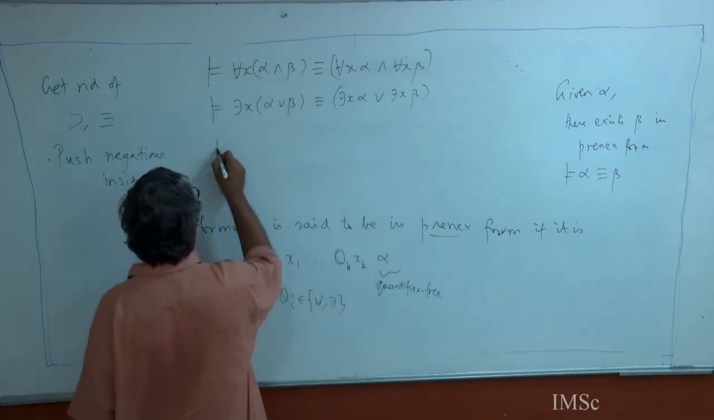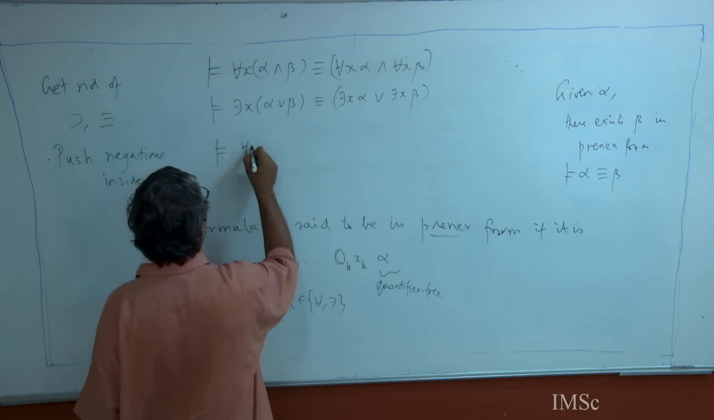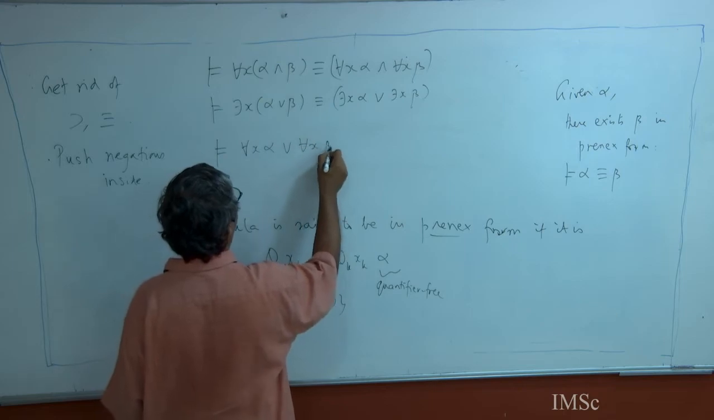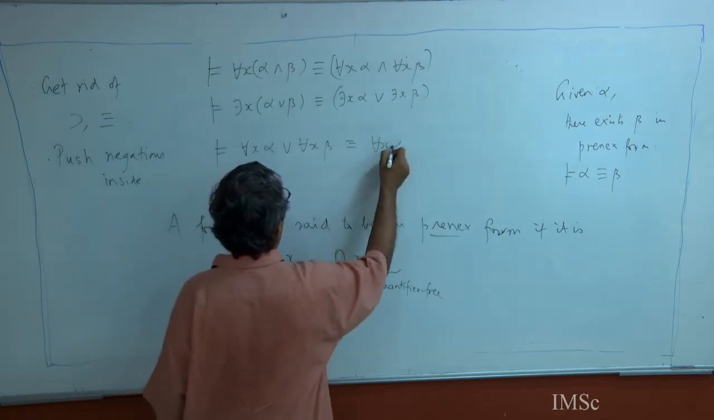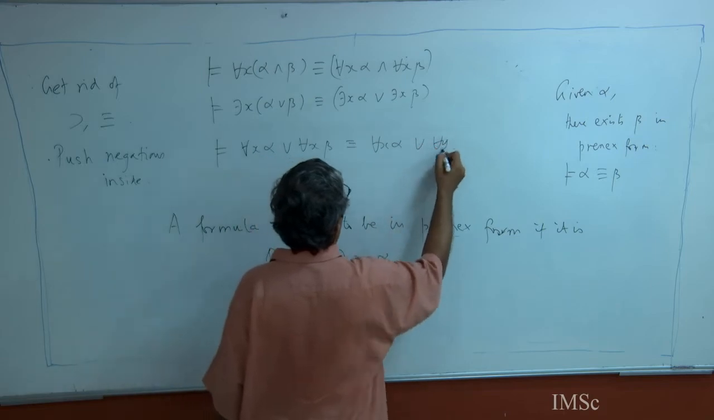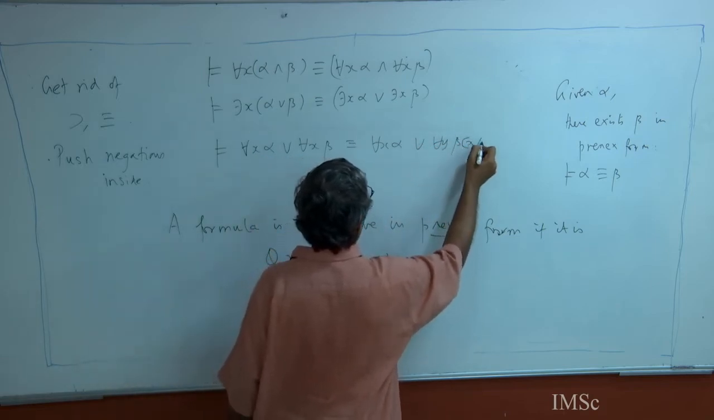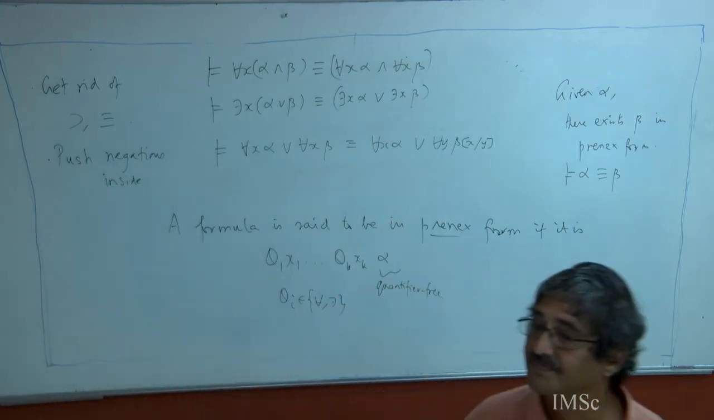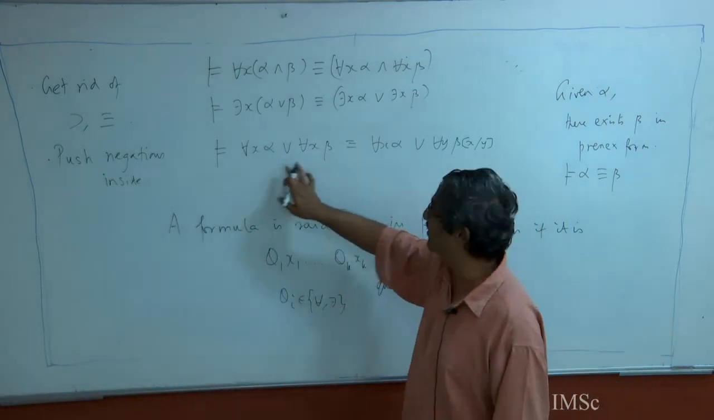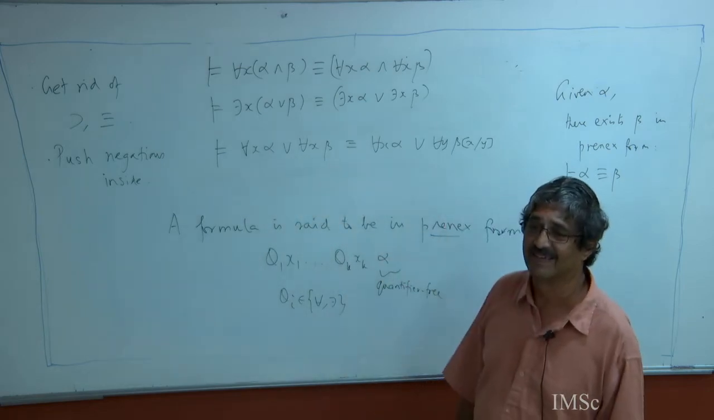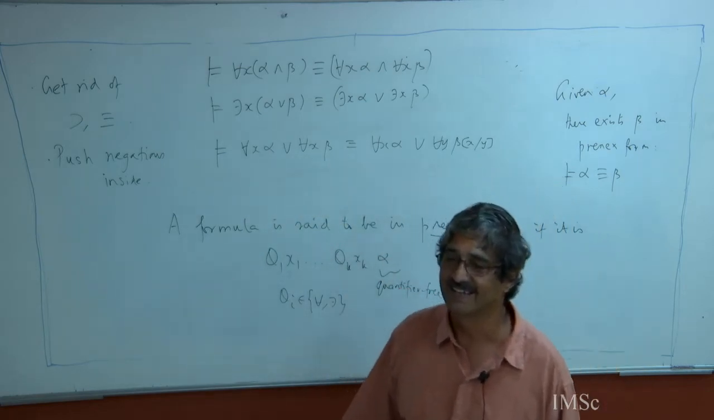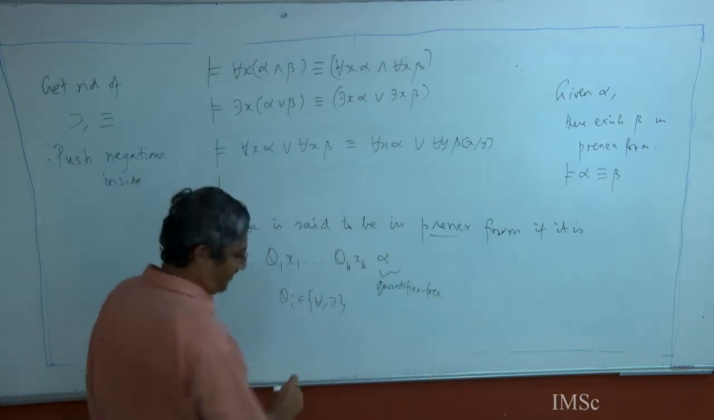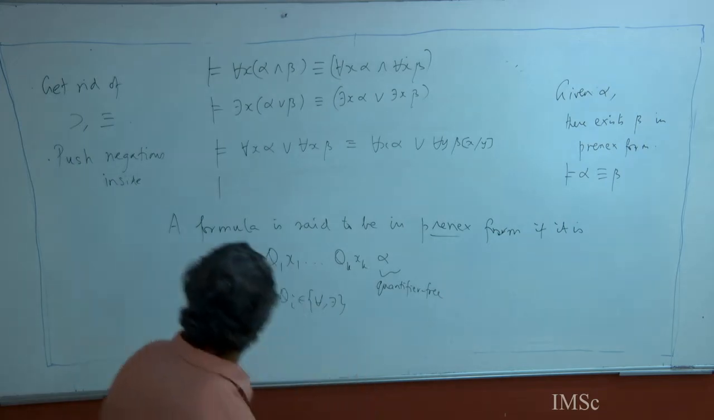So for all x alpha or for all x beta is actually equivalent to for all x alpha or for all y beta with x replaced by y, because x is bound here, you can always rename. Is that clear? And once you do that, you can always pull it out. And in fact, this is generally true.